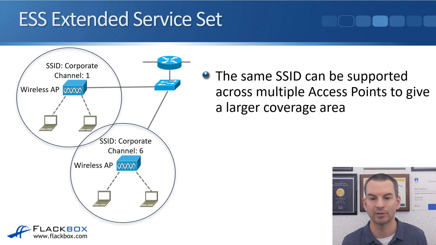ESS is an extended service set. The same SSID can be supported across multiple access points to give a larger coverage area. So you can see in our example here, we've got our corporate SSID, we've got a wireless AP on the left here, and it's got its coverage area, its BSA, and then we've got another wireless AP, which has got its coverage area, its BSA, and we can keep adding additional wireless APs in our building until we cover the entire area. Now, when you do that, you want wireless APs which are neighboring each other to be using different channels so they don't interfere with each other. I'll cover that in a lot more detail in a later lecture in this section.